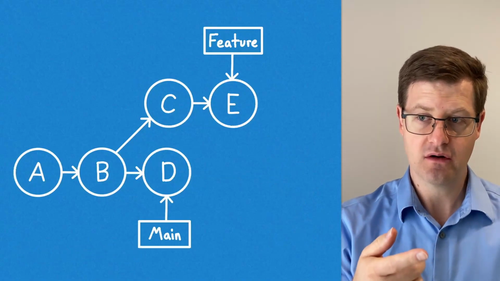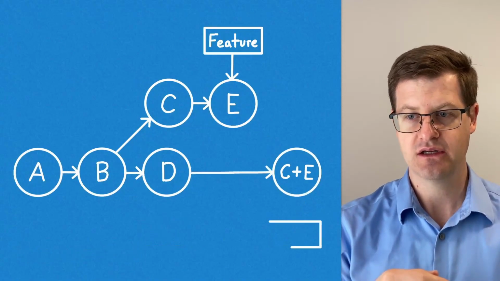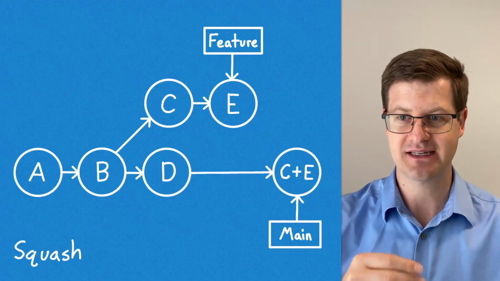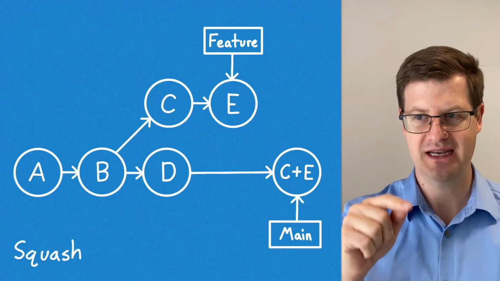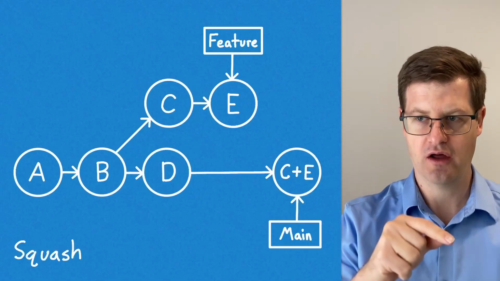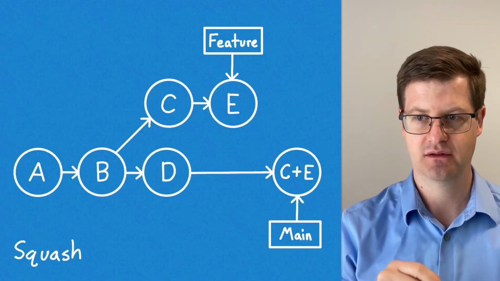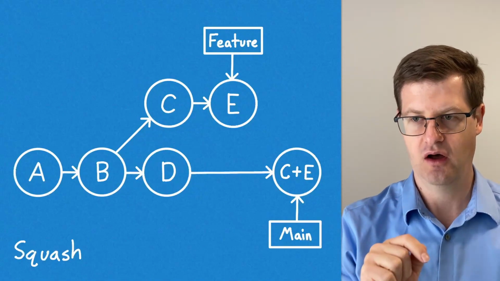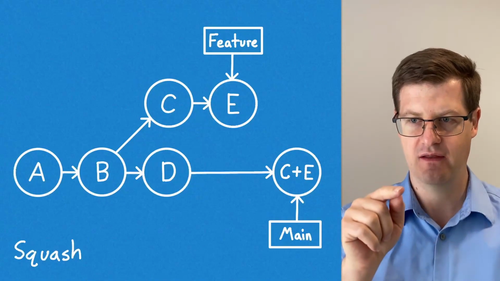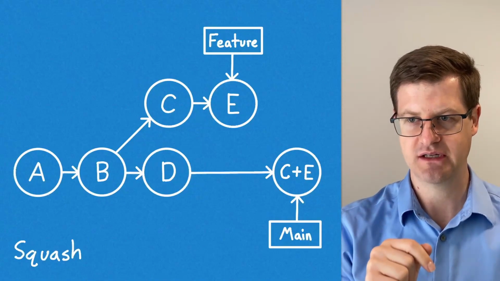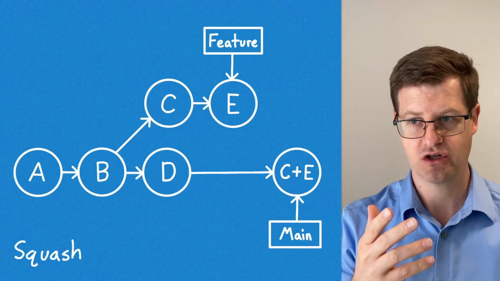Another way, the second option, is squash. What that does is it takes the contents of C and E, and puts them in a single commit authored by whoever pressed that commit button, and puts that on with D as its parent. The parent is now D, and then the main branch is pointing to that single commit, and that's squash.